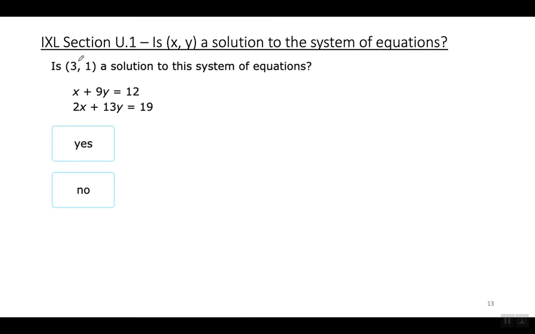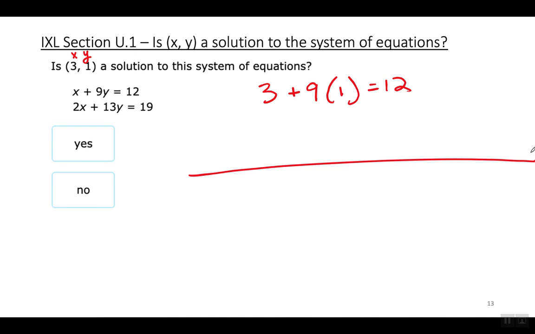Okay, next example. So for the x, I'm going to substitute the number 3, and for y, I'm going to substitute the number 1 on the top. And that's going to give me 3 plus 9 equals 12. And yes, that's true. 3 plus 9 does equal 12. So the top equation, yes, that's a solution to that equation.